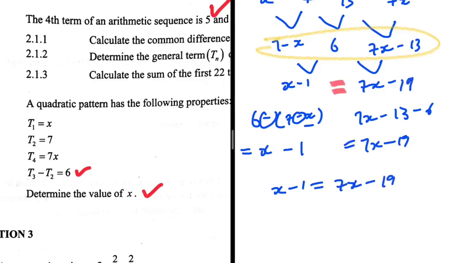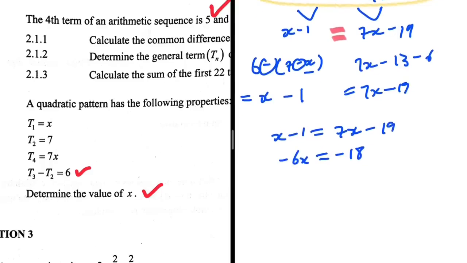Minus 19. So take 7x to the left hand side, we get x minus 7x. So this is minus 6x. And then we get minus 19 plus 1, which is minus 18. Should be easy to see that x is equal to 3. Here we go.